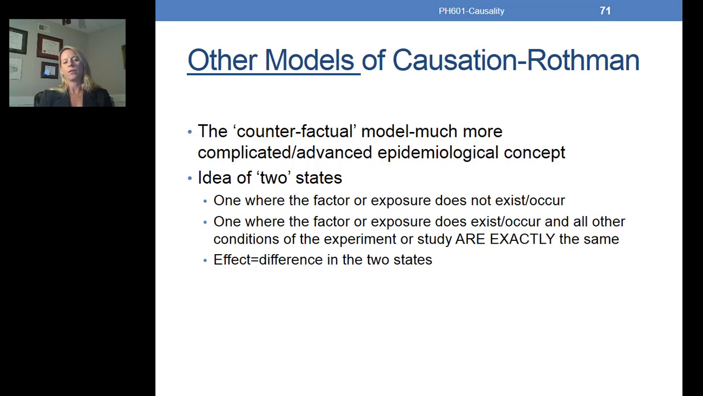Specifically, there is what's called the counterfactual model. This is a much more complicated and advanced model used in epidemiology, but it basically has this idea of two states. One state where the exposure factor does not occur, and another state where it does occur, and all other conditions of the experiment are held the same. And the measure of the effect essentially is the difference in those two states. But again, this is a more advanced idea with respect to causation, not a topic we discuss in this course, but one that you could go on to study more if you took follow-on courses to this one.